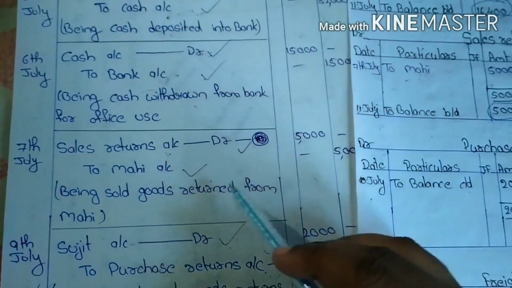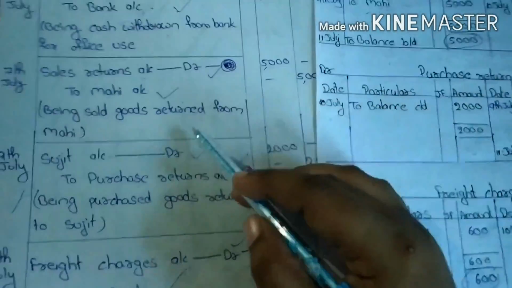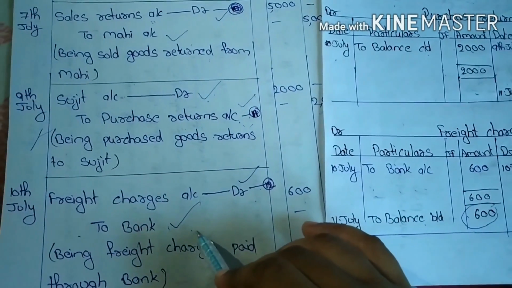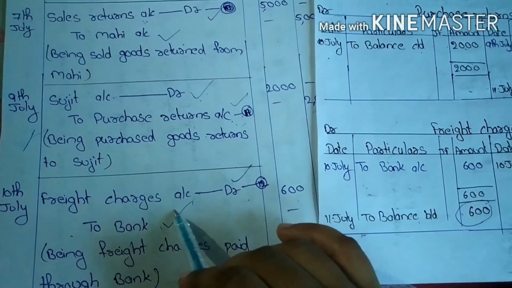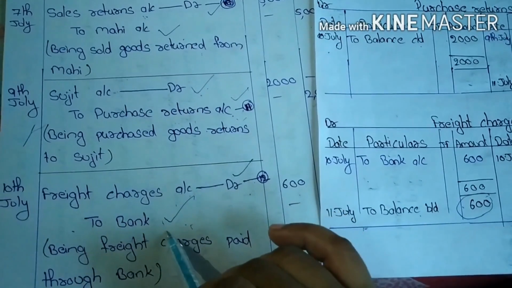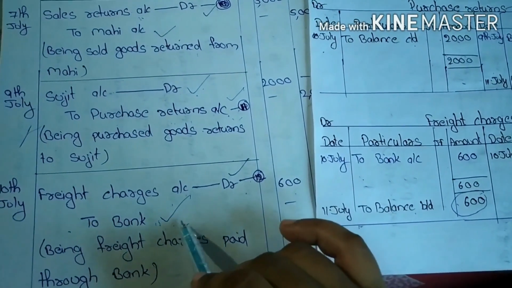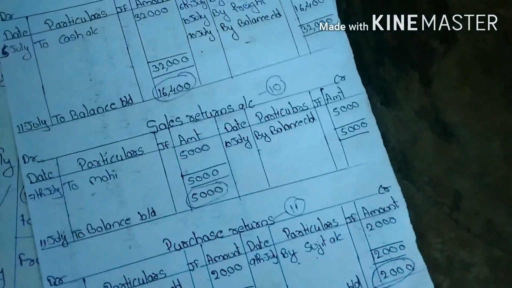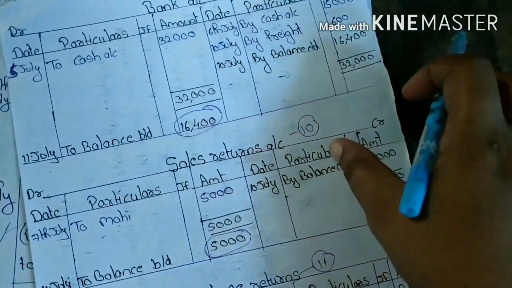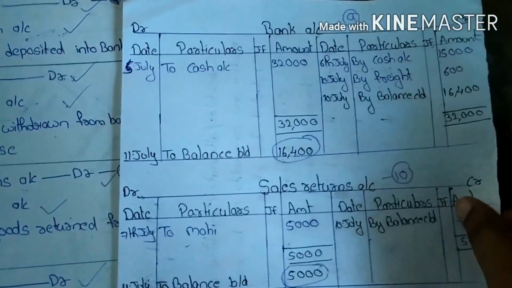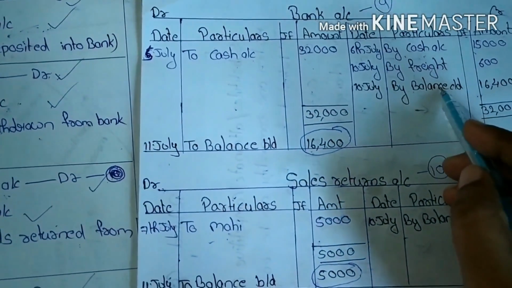Next, here there is no bank transaction. Here also no. So here there is a bank. Freight charges. So we paid the freight charges through bank, so here the bank should be involved. Here the bank should be on credit side, right? So 600. On the credit side, by freight charges 600. So there are no more transactions related to bank here.